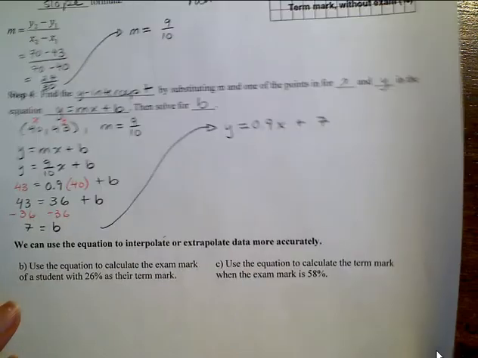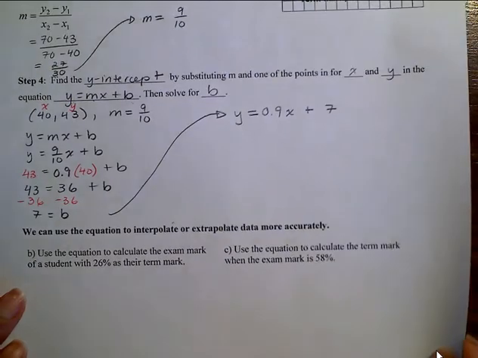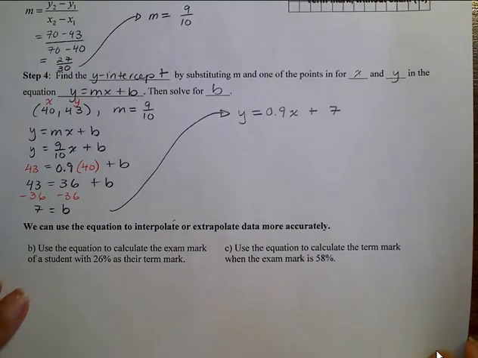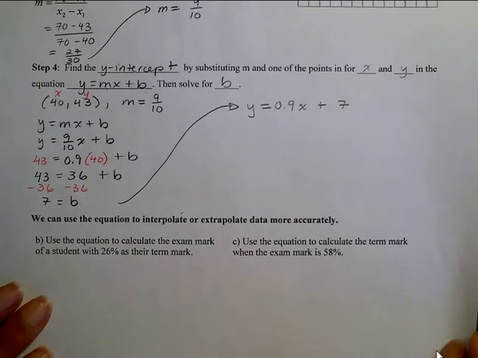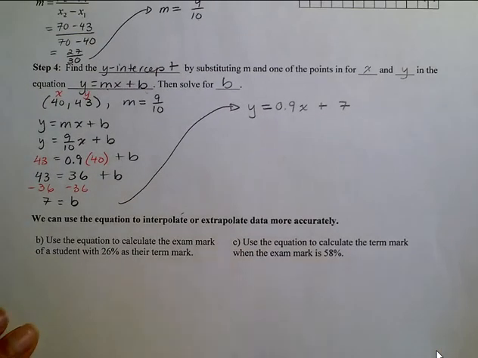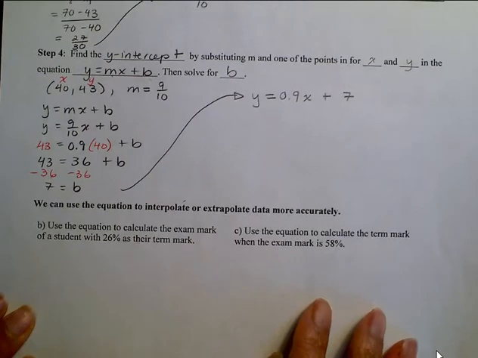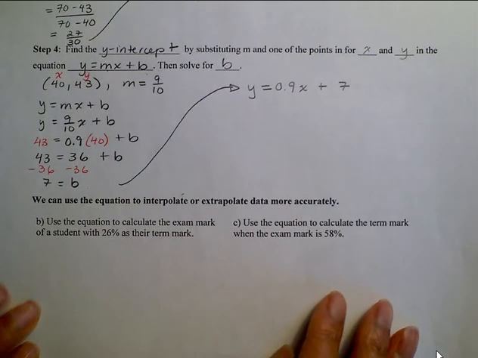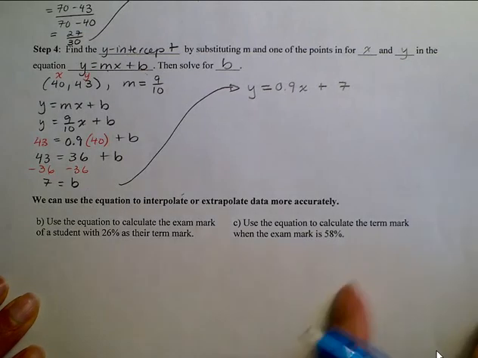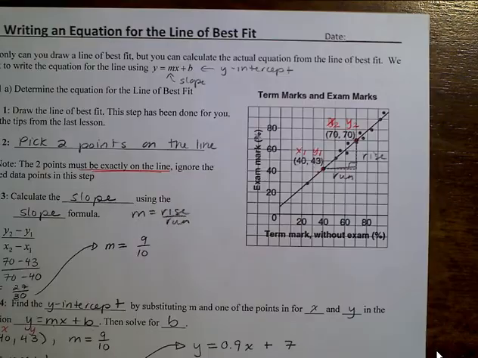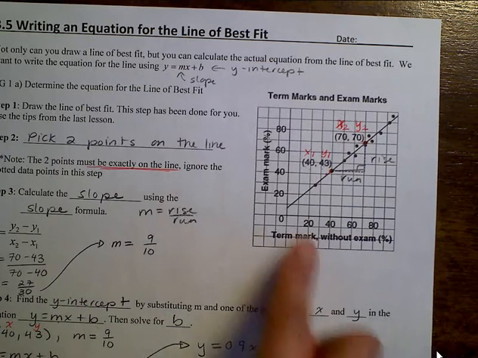Okay, so now what we can do with our equation is we can use that equation to make predictions, or to interpolate and extrapolate. So B says, use the equation to calculate the exam mark of a student with 26% as their term mark. So if we go back up to the graph, the term mark is an x value and the exam mark is a y value.